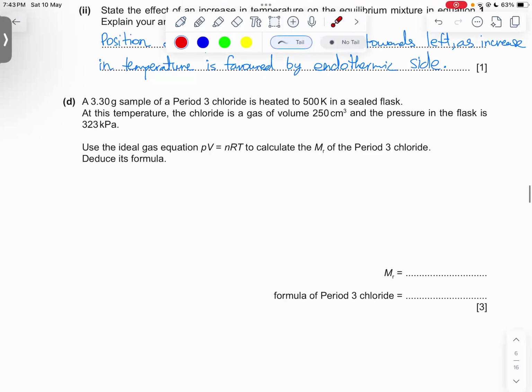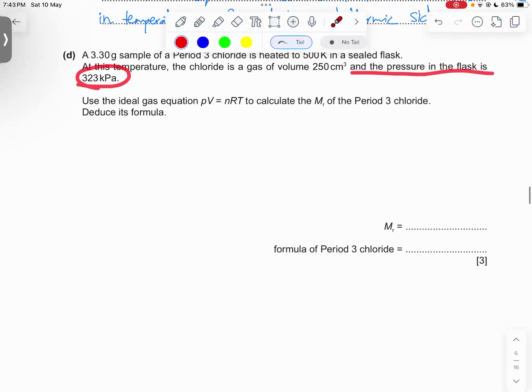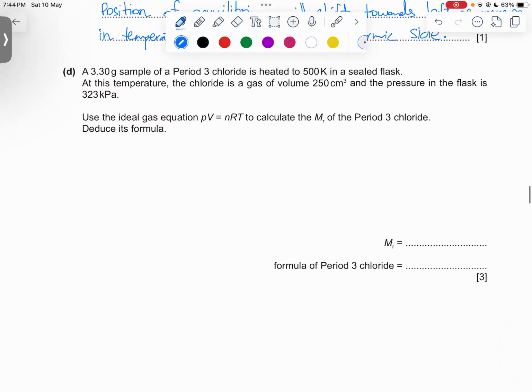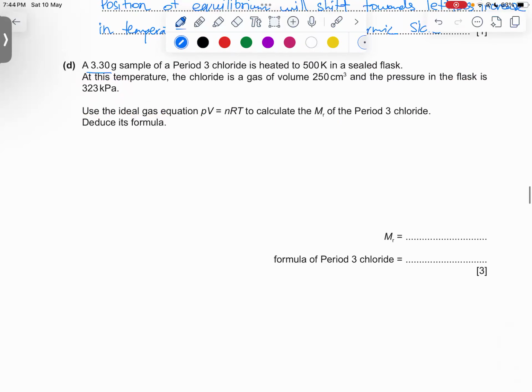Next question, beta. A 3.3 grams sample of a period 3 chloride is heated to 500 Kelvin in a sealed flask. At this temperature, the chloride is a gas of volume 250 centimeter cube and the pressure in the flask is 323 kilopascals. Use the ideal gas equation to calculate Mr of the period 3 chloride. Okay. So we know this, and to calculate Mr, we have a formula: moles is equal to mass upon Mr. So if I want to calculate Mr, we do mass upon n.